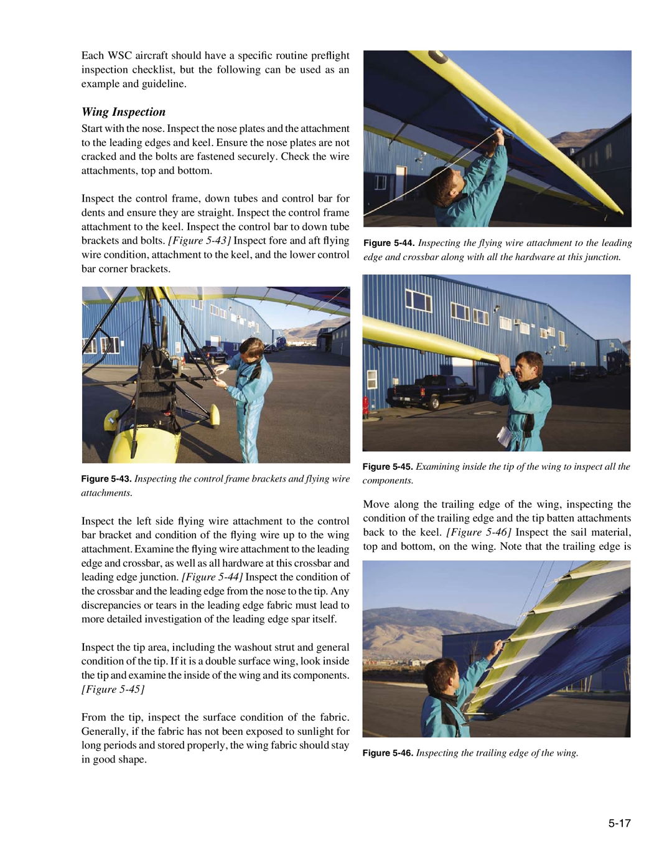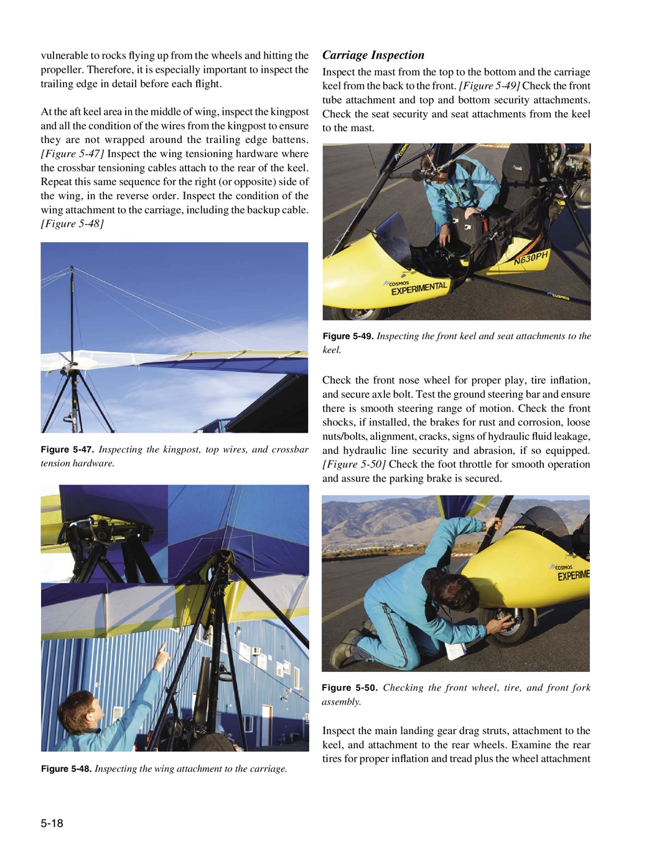Note that the trailing edge is vulnerable to rocks flying up from the wheels and hitting the propeller. Therefore, it is especially important to inspect the trailing edge in detail before each flight. At the aft keel area in the middle of the wing, inspect the king post and the condition of the wires from the king post to ensure they are not wrapped around the trailing edge battens.